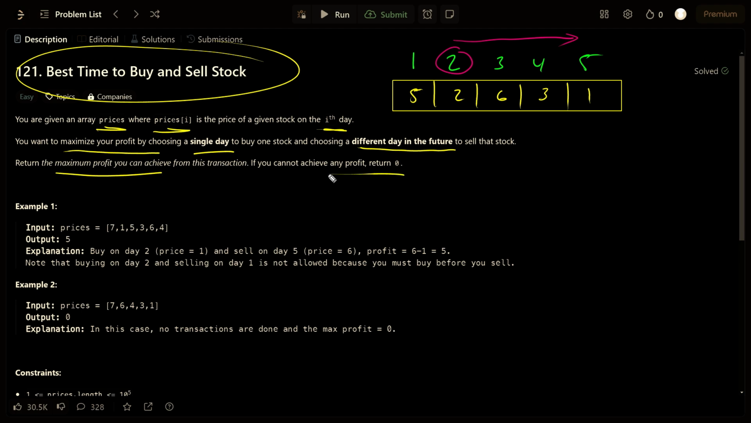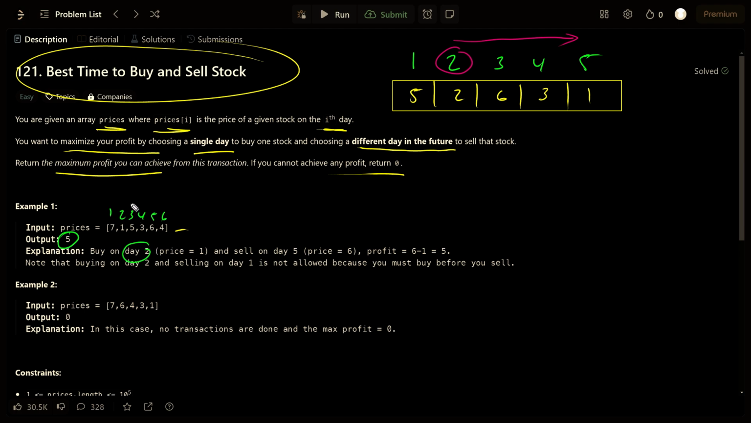Let's go ahead and look at the examples. So here, this is our input, right? So for day 1, it was 7, then 1, 5, 3, all the way to 6. On day 6, it was 4, right? We're outputting 5, right? We're saying that 5 is the maximum money we can make, right? And how do we do that? How do we achieve that? Well, they explain it down here.